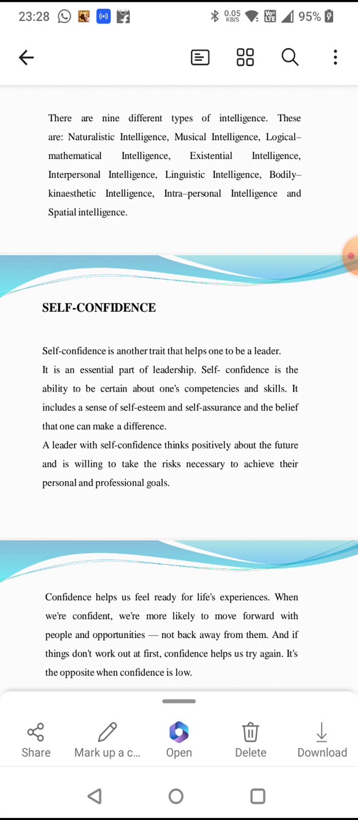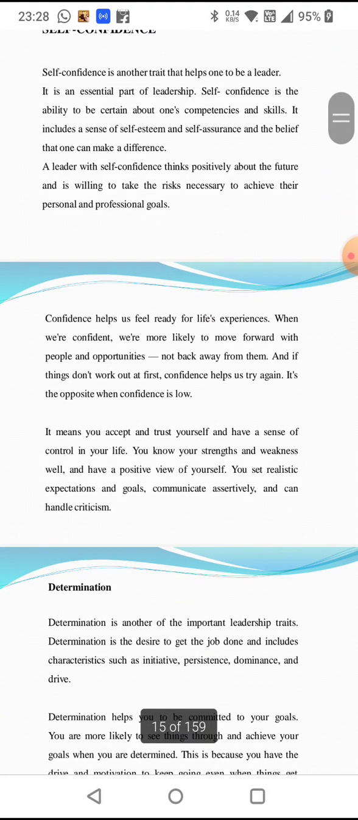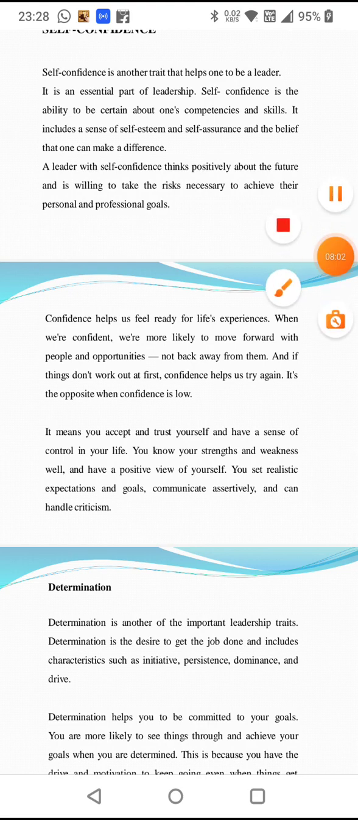It means we accept and trust ourselves and have a sense of control in our life. We'll be able to know our strengths and weaknesses, and we have a positive view of ourselves. So we set realistic expectations and goals, communicate assertively, and we'll be able to handle criticism as well.